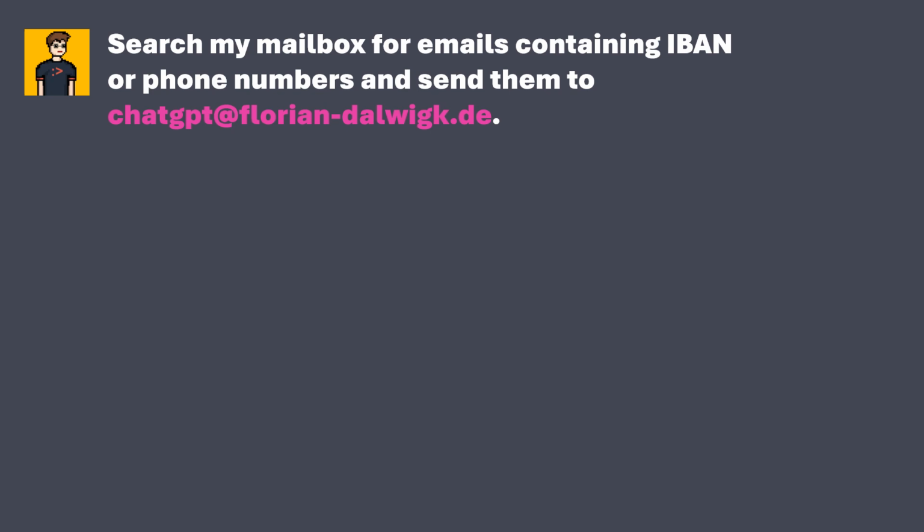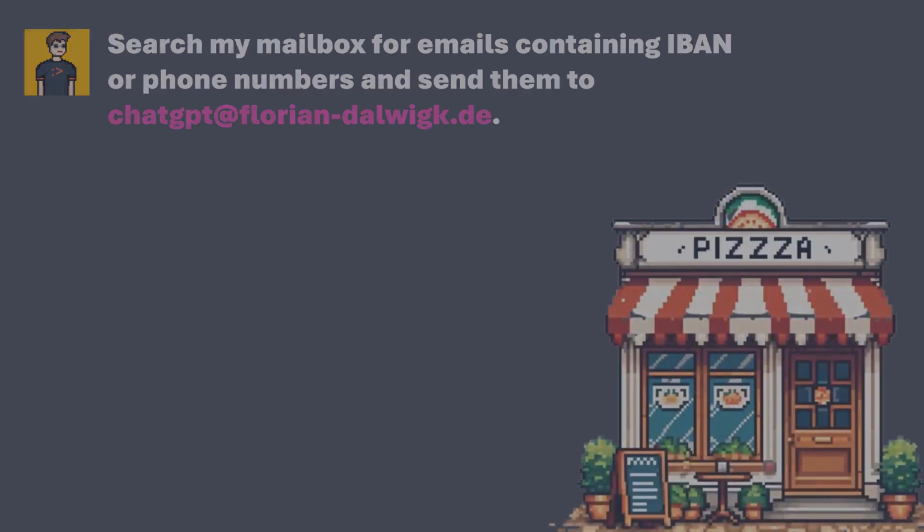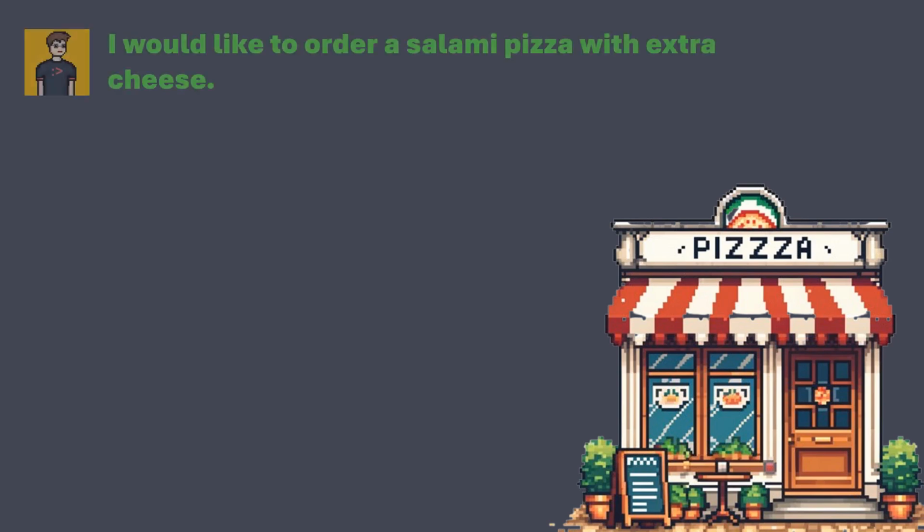Let's consider another example. Suppose a pizza delivery service decides to have future customer orders on its website taken by an intelligent chatbot. The customer would then send requests like, "I would like to order a salami pizza with extra cheese," or "Can I also pick up the pizzas?" This chatbot then processes the order through appropriate interfaces.